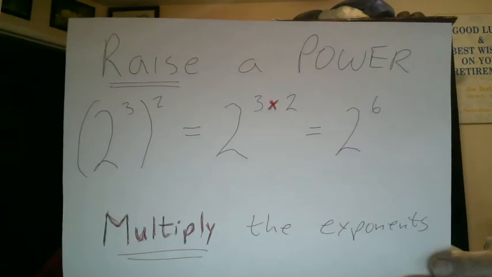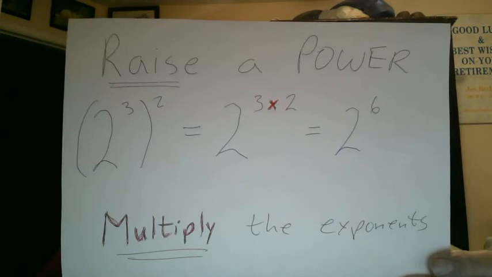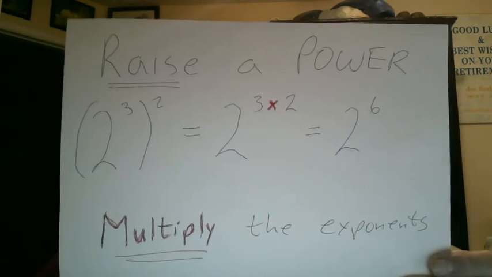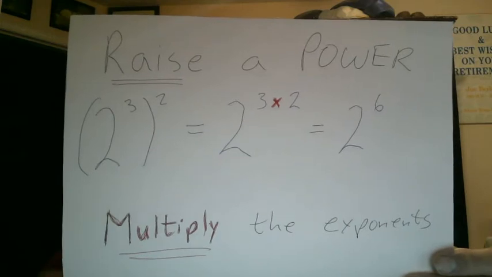So when you raise a power, you take a look at 2 to the third power squared. That means you have 2, which is the base, and 3 times 2, which is the exponent and the other exponent, and that gets you a power of 6. So you multiply the exponents when you raise a power. So that's the first part.